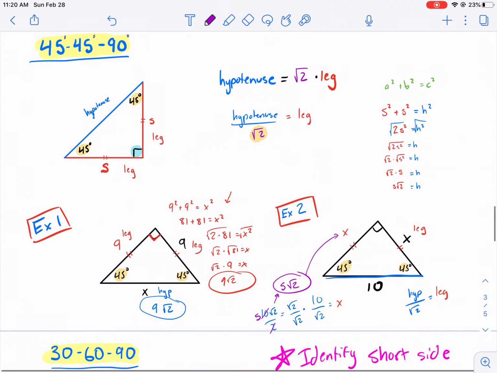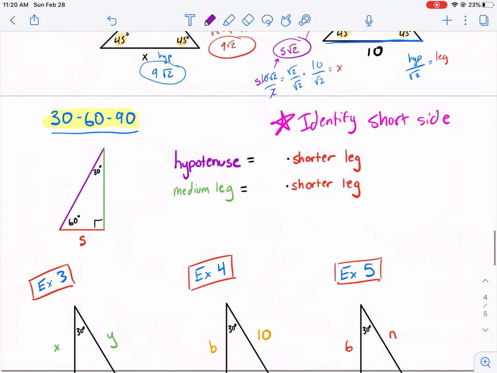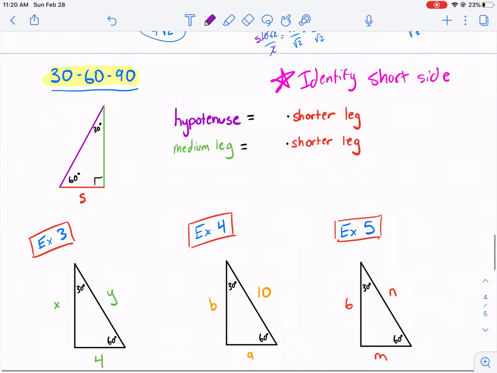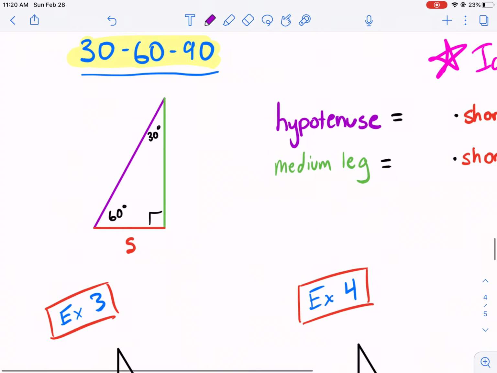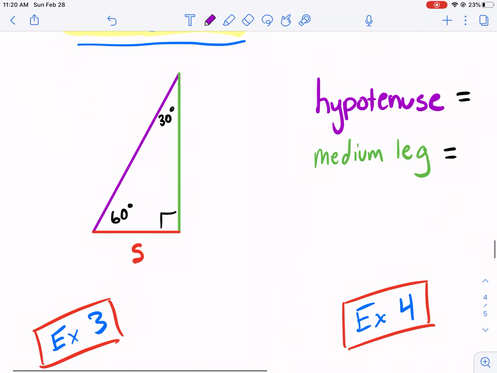So that's our first one. That is 45, 45, 90. Most people seem to like that one. This is the one people don't like. Okay? This is the 30, 60, 90. Obviously, we're talking about 30 degrees, 60 degrees, and 90 degrees. That adds up to 180 also.